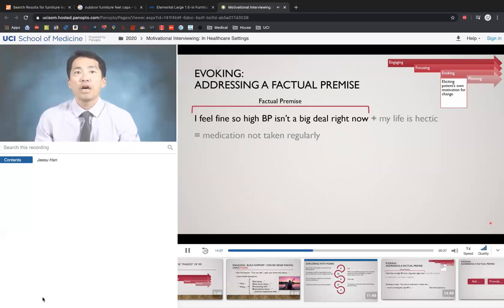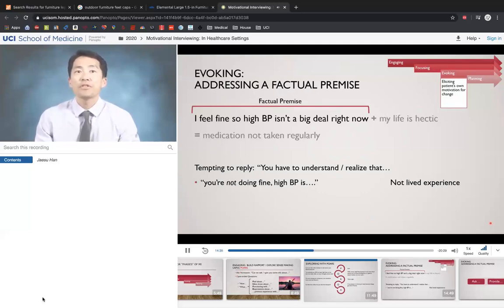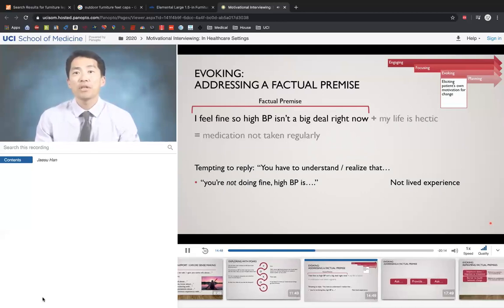So you could see here, I feel fine, so high blood pressure isn't a big deal right now. It would be very tempting to reply to the patient with something like, well, you have to understand that you're actually not doing fine. High blood pressure is, and fill in the blank. Now, the problem with this statement is this is not the patient's lived experience. The patient just told you, I'm doing fine. So that is not something that the patient is going to agree with.